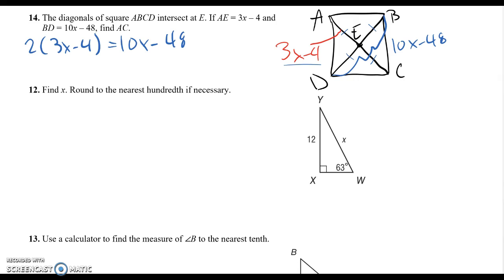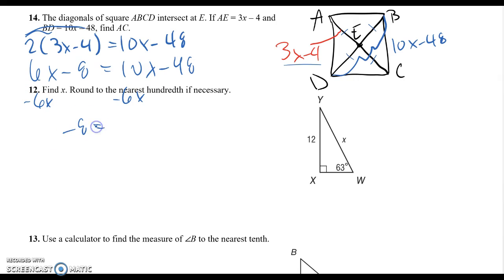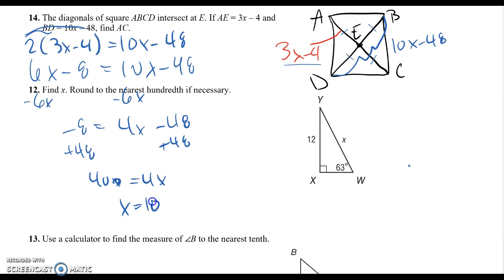Alright, so from here, we just need to distribute that 2. So then we know we have 6x minus 8 equals 10x minus 48. I'm going to go down into the next problem, but we'll just erase it once we're done. And you can always pause and go back. So I'm going to subtract 6x from each side, trying to get the x's all on one side. Minus 8 will be equal to 4x minus 48. Again, trying to get the x's all on one side, we're going to add 48 to each side. That's going to leave us with 40 equals 4x. Last step is to divide by 4, and we'll get x is equal to 10.